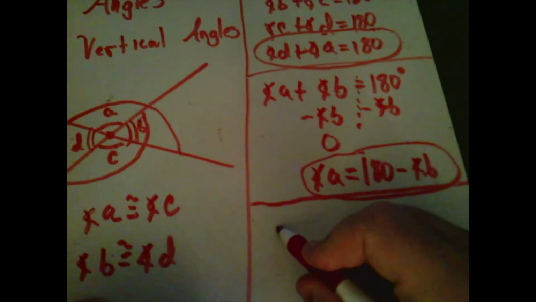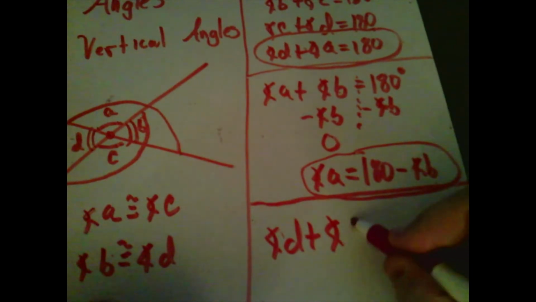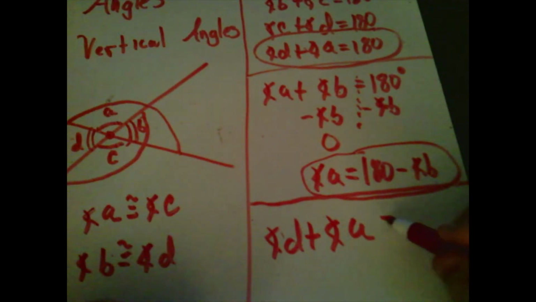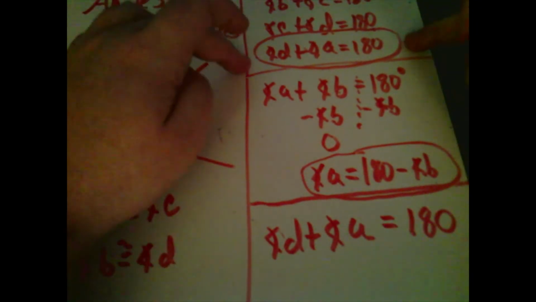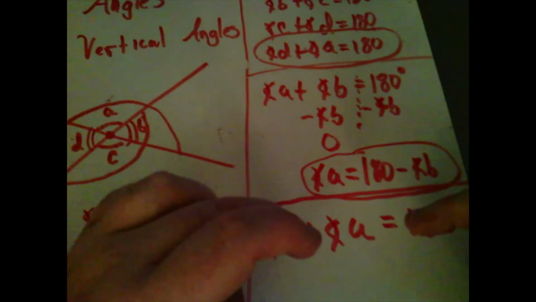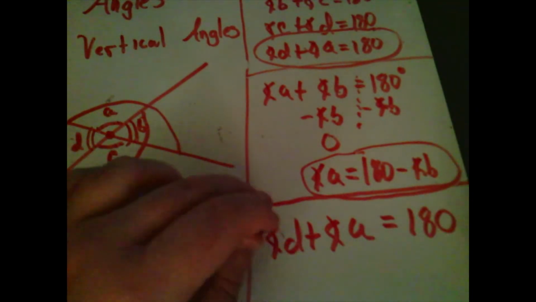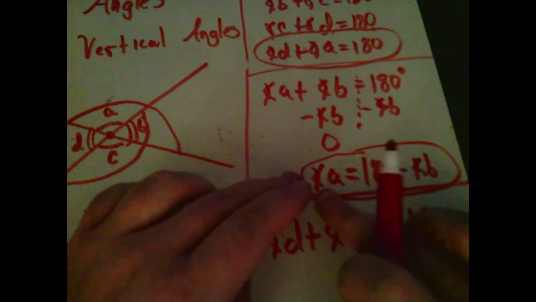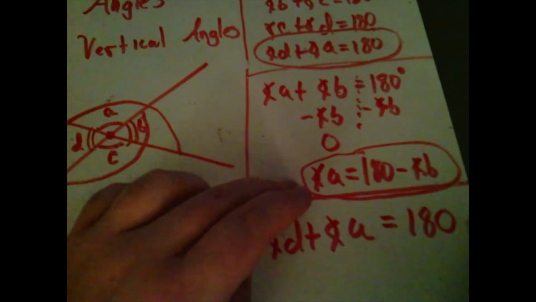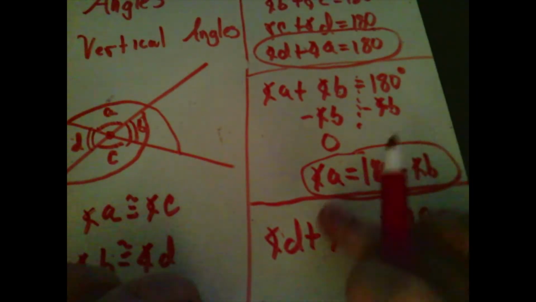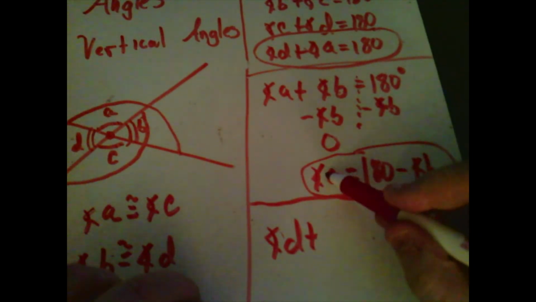So, angle D plus angle A equals 180. That's just me copying this down. What if we know what angle A is? Now you may say, what do you mean we know what angle A is? Well, we do. We actually know that angle A is equal to 180 minus angle B. That means that we can replace this angle A here with exactly what angle A is equal to.